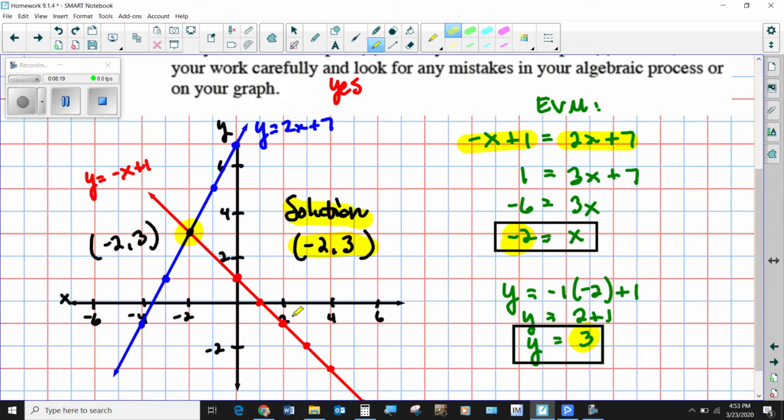There are a number of different ways that you can solve a system, one by graphing, one by using the equal values method, but you'll learn some others when you're in high school. It just depends on the situation and the equations that you're given, which one is the easiest one to work with.